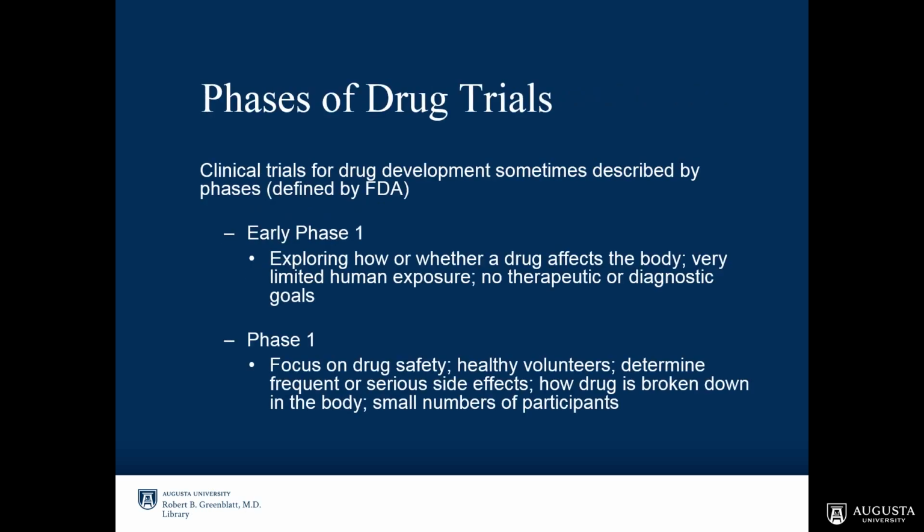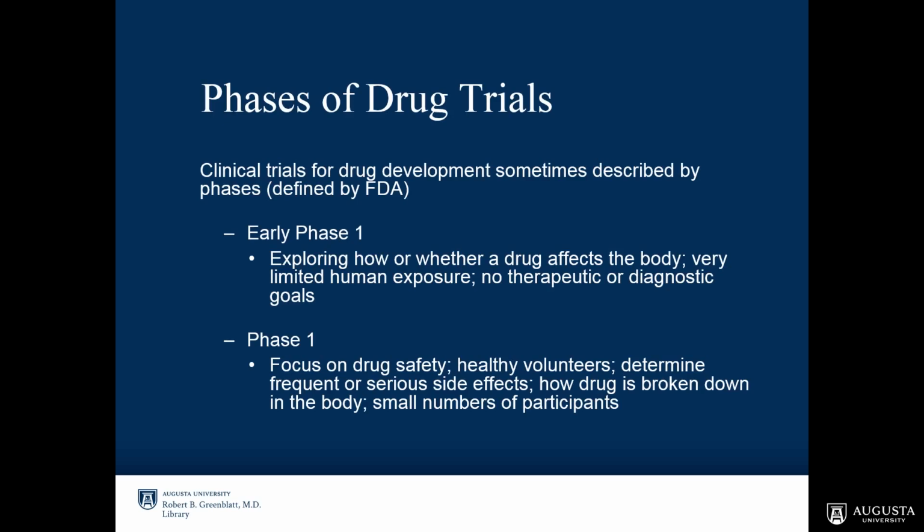Drug trials are a little bit unique in that they are phased, and they have phases that have been defined by the Federal Drug Administration. So the first phase is called early phase 1. This actually used to be called phase 0, and there was a recent change. So in early phase 1, researchers are exploring how or whether a drug affects the body. There's very limited human exposure, and there's really no goal of seeing whether the drug has therapeutic or diagnostic effect. They're just truly looking at whether or not the body's affected at all.